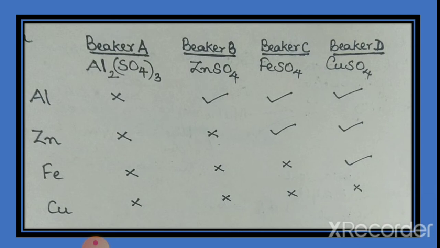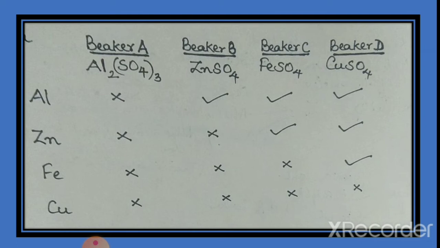A change in the color of the solution taken in the beaker indicates that displacement reaction has occurred. If there is no change in the color of the solution in the beaker, it shows that reaction has not occurred. In beaker A, since the metal added is aluminium and the solution is aluminium sulfate, there will not be any reaction taking place in beaker A.